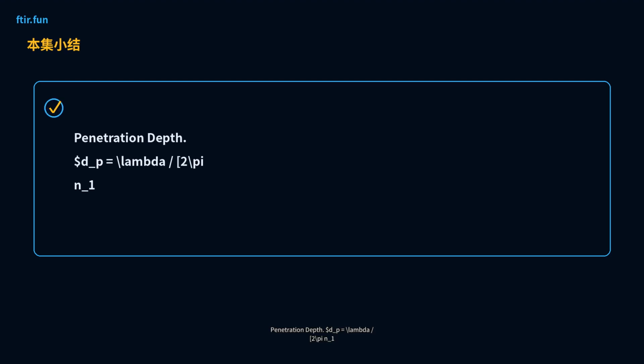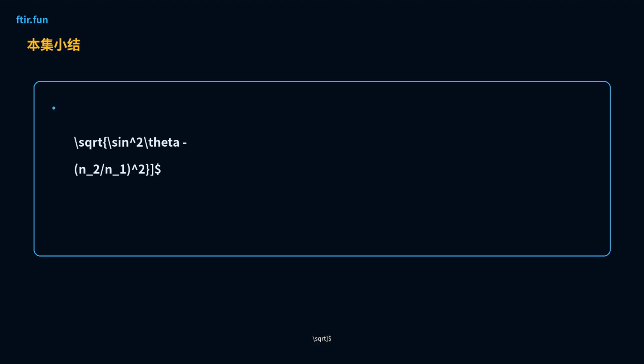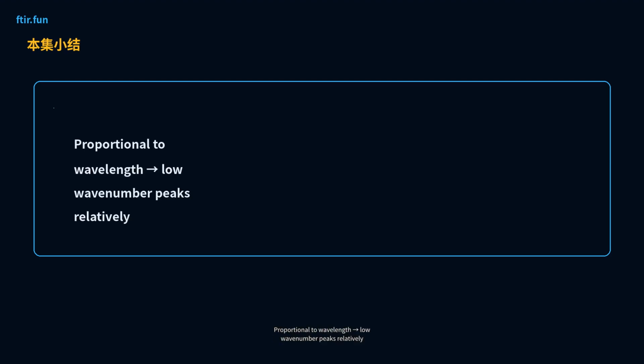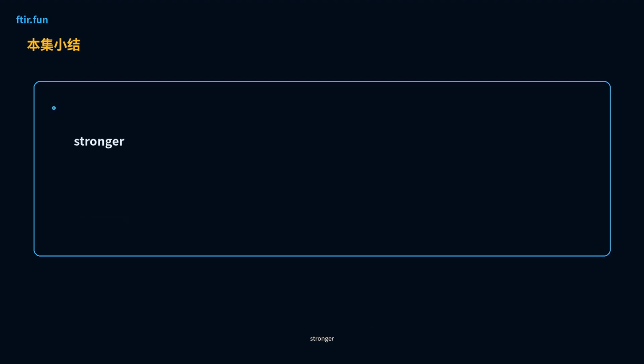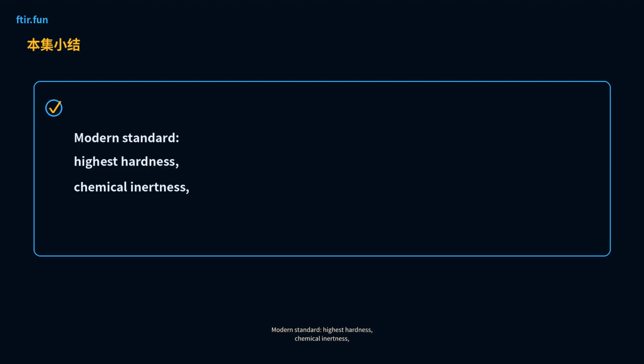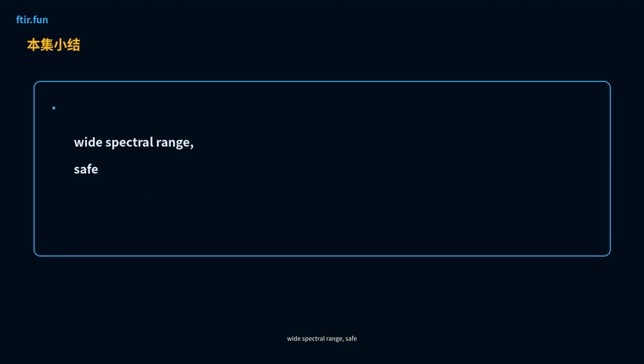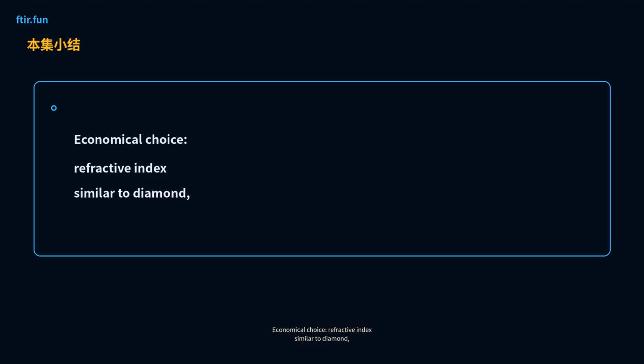Penetration depth: dp equals lambda over 2 pi n1 times the square root of sin squared theta minus n2 over n1 squared. Penetration depth characteristics: proportional to wavelength. Low wave number peaks relatively stronger. Diamond ATR: modern standard. Highest hardness. Chemical inertness. Wide spectral range. ZnSe: economical choice.